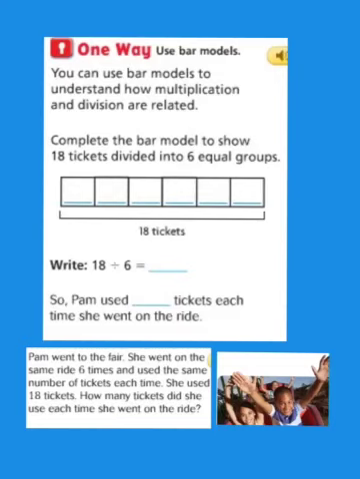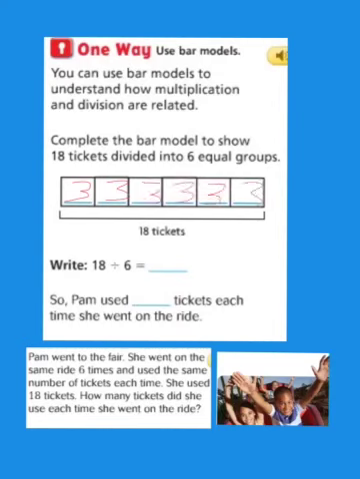We know from our multiplication facts that 6 times 3 will give us 18. So that tells us that we need a 3 in each bar of our bar model. So we're going to put in a 3 for each bar of our bar model.